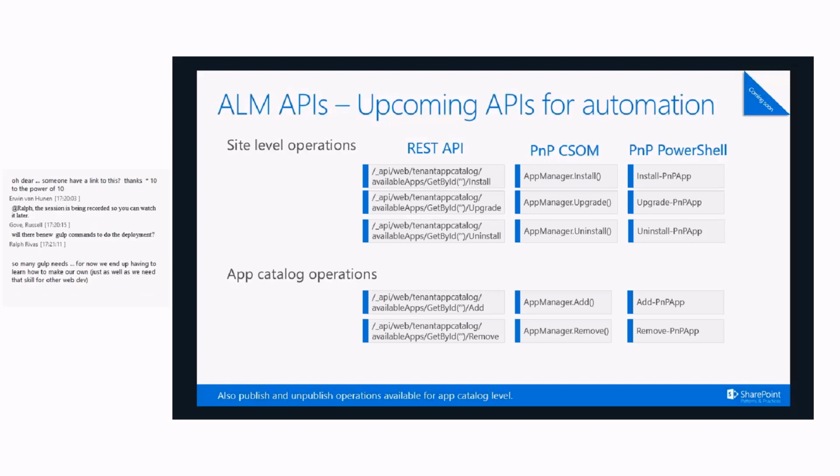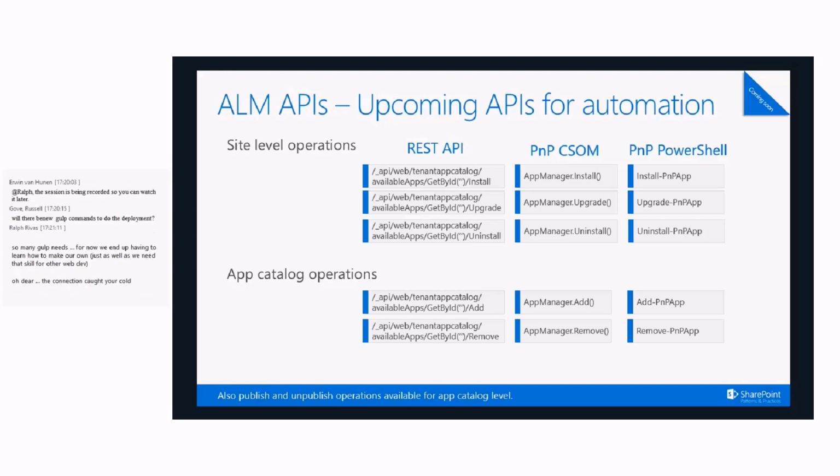The app catalog add operation URL is actually wrong right now. I need to fix that. But anyway, you can add a solution to the app catalog, and then you can obviously get rid of the solution from the app catalog. You need to have the right permissions to upload the solution to the app catalog, so that will be successful.